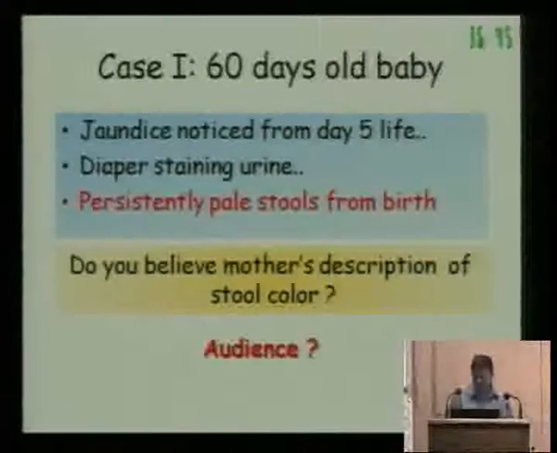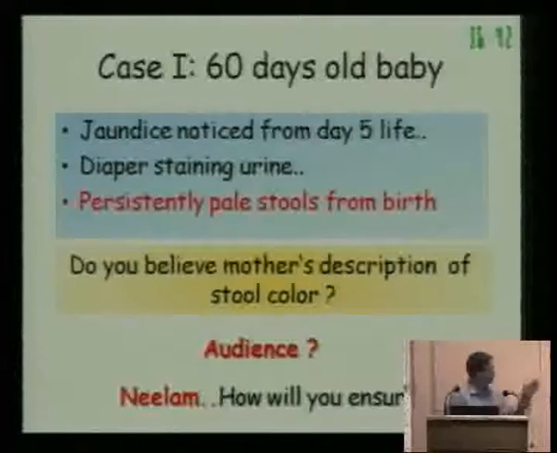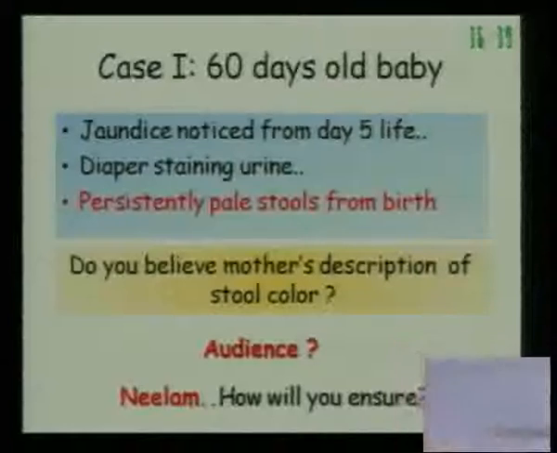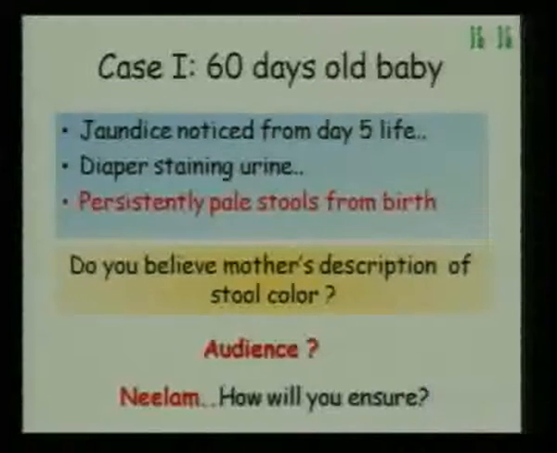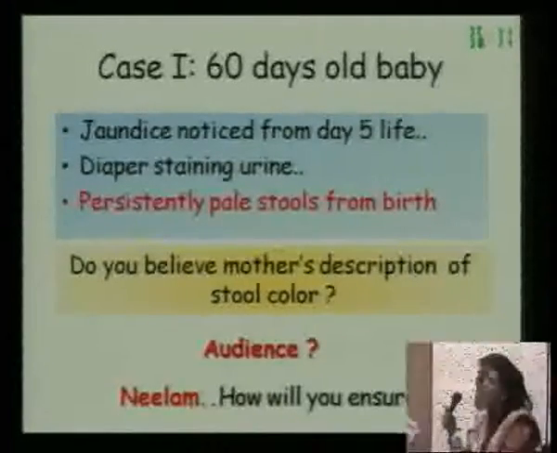Now let us have Dr. Neelam Mohan. How will you ensure? Would you believe or not believe? Well, to be honest, I wouldn't always want to believe it, because I've seen that the understanding about yellow stool is quite different. When they bring the stool to me, I don't think it's yellow stool. So I would always like to see the stool for myself rather than believe the mother, because I have burned my hand several times when they think it's pigmented. I've never found it pigmented. So this is a very important pointer for cholestasis, because your further approach will depend on it.